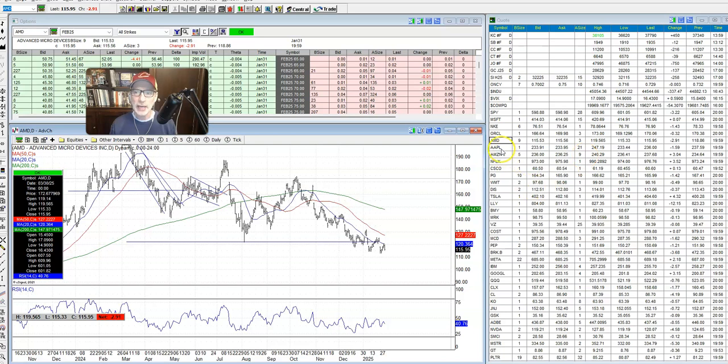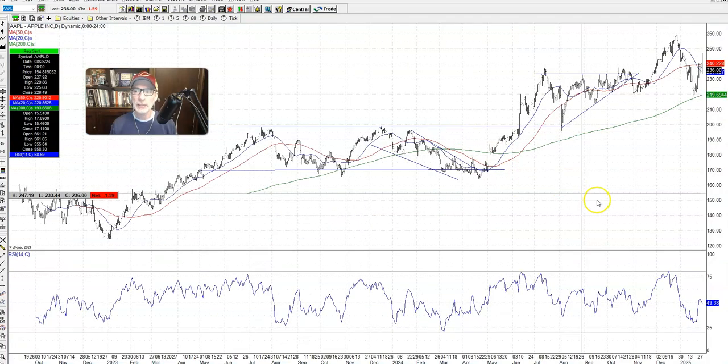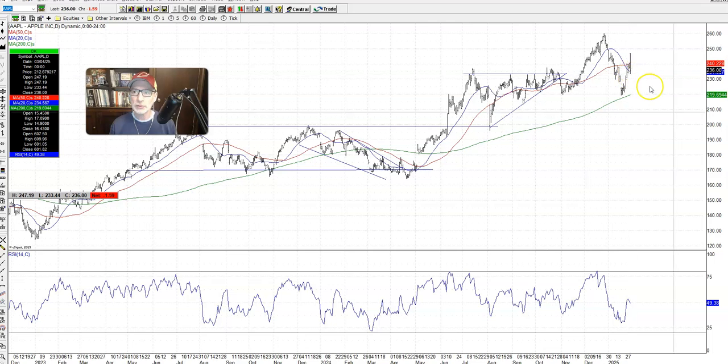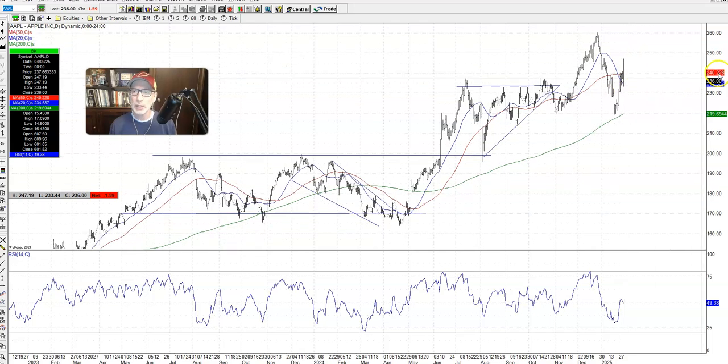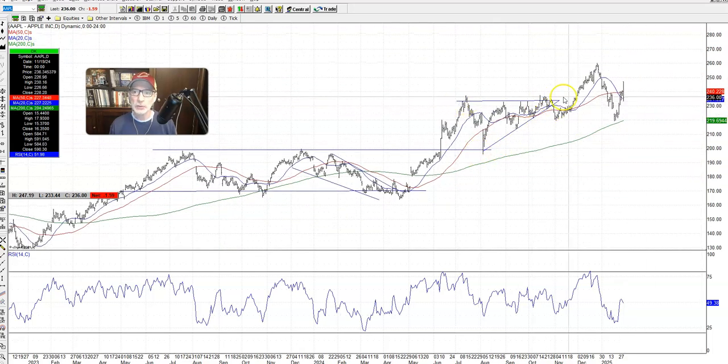Let's see what else. Apple, they had earnings last week. Popped up on the initial earnings. Look at this 1 day here. This is last Friday, January 31st. Big range for Apple. And here is what's called an ascending triangle, where the price action's moving up, up, up, up, but it just can't get through this level right here. Eventually, it should break through, which it did, but it's come right back down.